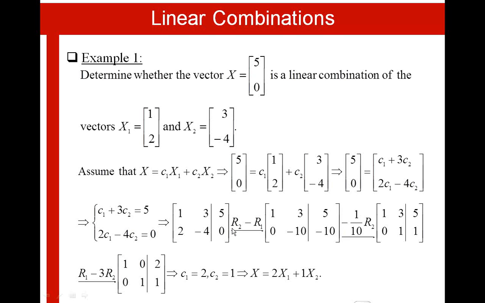Then we do the elimination process. R2 minus R1 in R2 will give us 0, minus 10, minus 10. Then we divide R2 by minus 10 to obtain 0, 1, 1. Then we do the row operation R1 minus 3 R2 in R1 to obtain 1, 0, 2. Therefore, c1 is equal to 2 and c2 is equal to 1. And hence, x is equal to 2x1 plus x2.